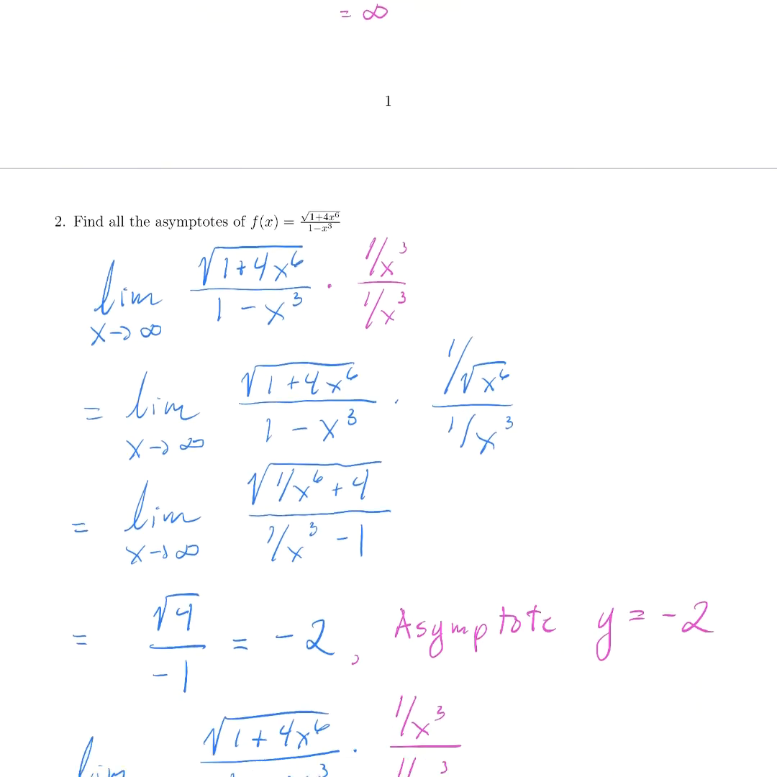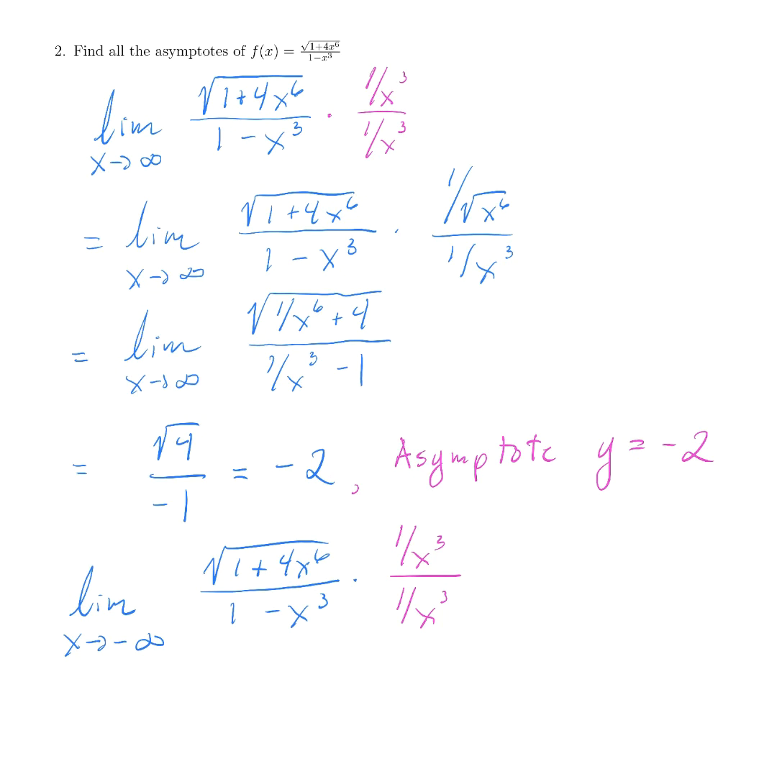Okay, the second question says find all the asymptotes of f of x equals the square root of 1 plus 4x to the 6th over 1 minus x cubed. All right, so to find all the asymptotes, we have to look at the limit as x approaches infinity, x approaches negative infinity, and then we have to think about the vertical asymptotes as well. And so we multiply, same game we played in the introduction. We multiply by 1 in the form of 1 over x cubed over 1 over x cubed because it's the highest power of x in the denominator. We rewrite the 1 over x cubed in the numerator as 1 over x to the 6th. And then we can go ahead and divide.